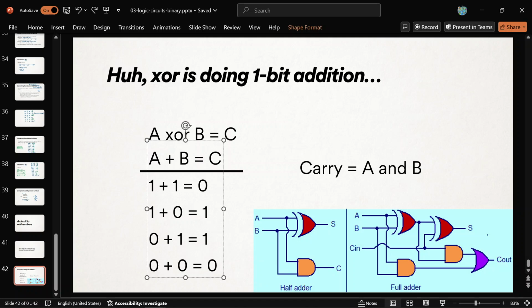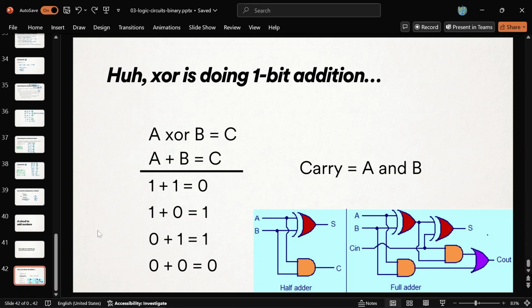These guys, true exclusive OR with false, false exclusive OR with true. Those are true because they're different. And that's the same as addition. Because exclusive OR is doing addition on a single bit. If you chain that, it'll work out.